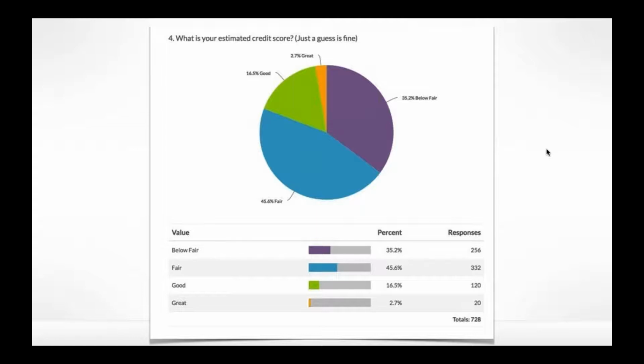Now, here's an interesting bit of information. This is another funnel that's focusing in on first-time home buyers and people that rent. The majority of the people, with a guess at their credit, put themselves at below fair or fair. 16.5% of the people would say that they had good credit or great credit. Here's the really interesting thing.